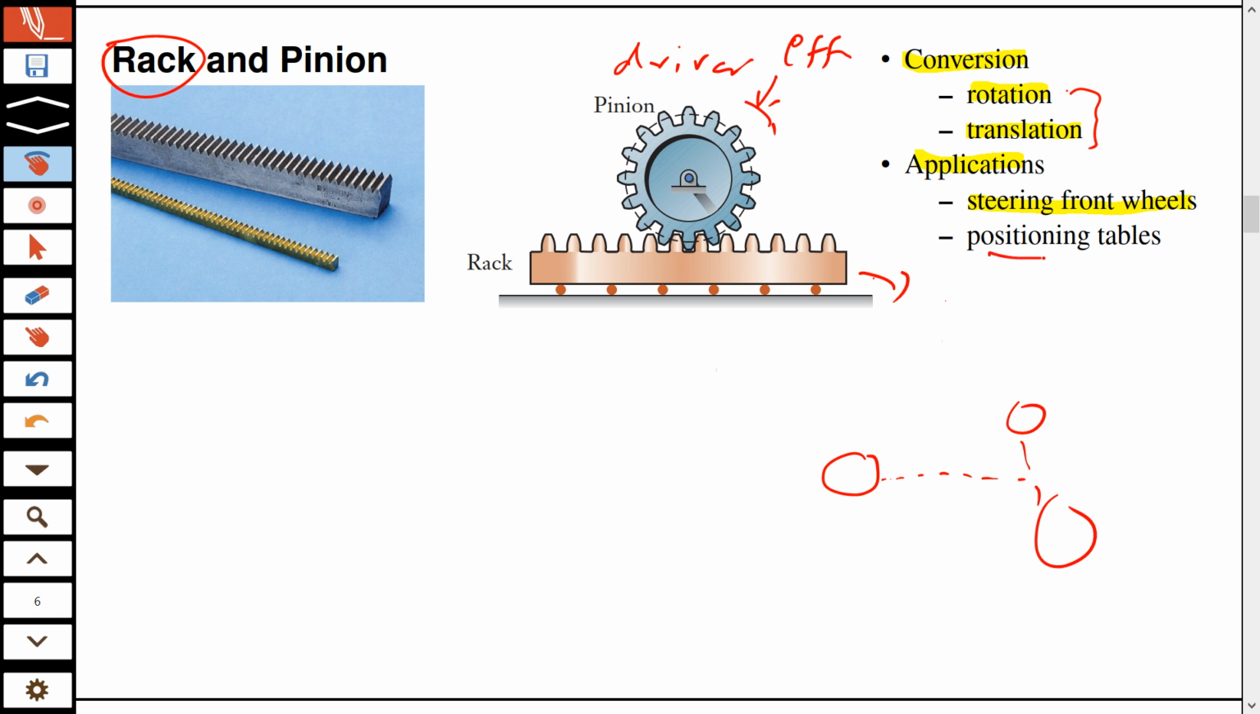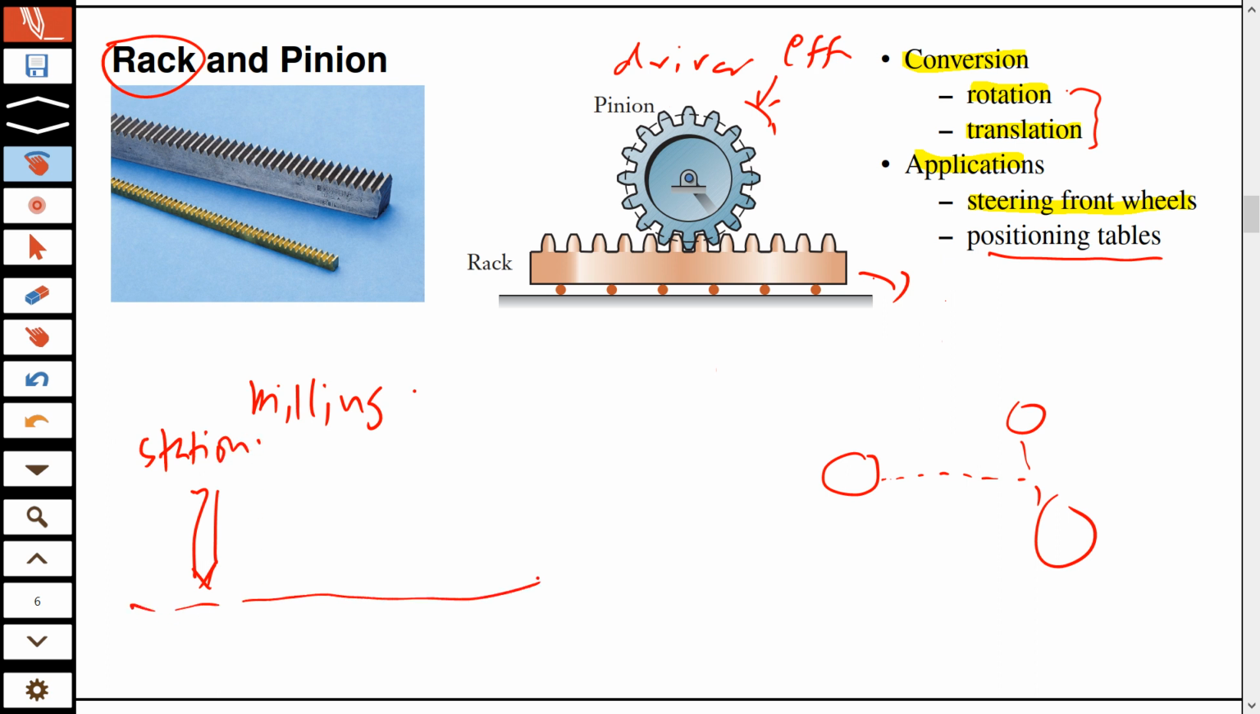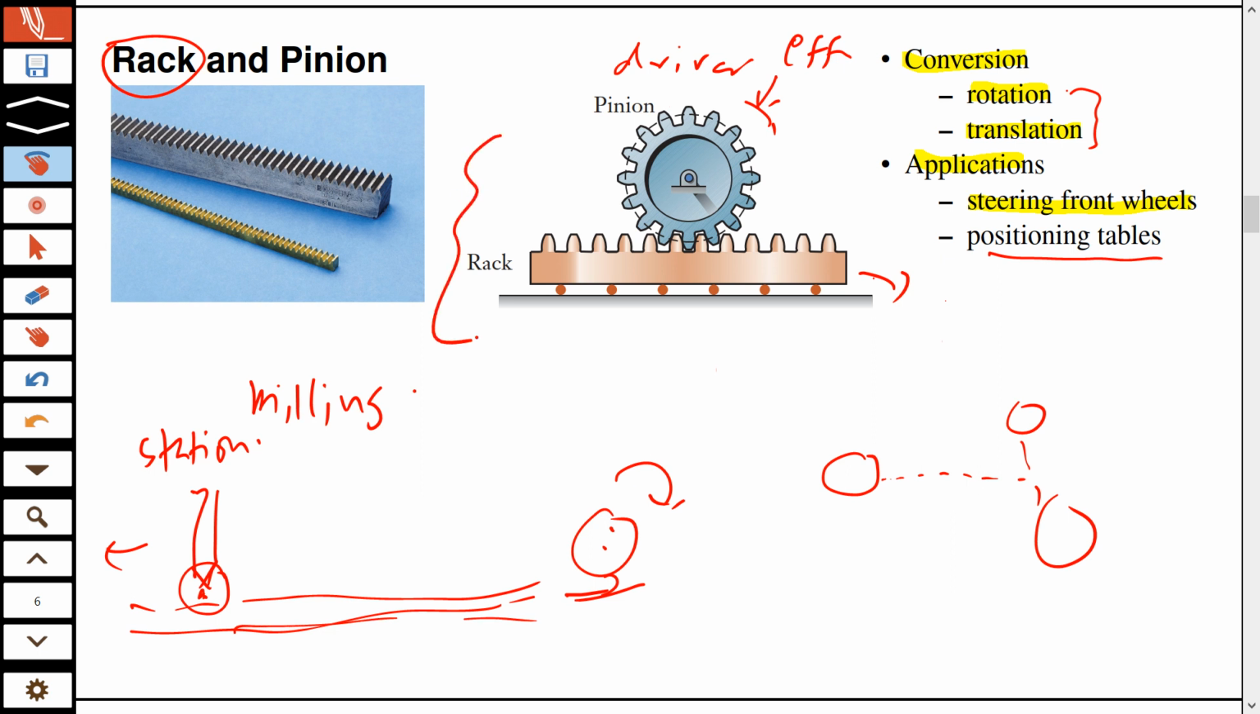And another application is positioning tables. You know, in the milling industry, you typically have a cutter, and the cutter is stationary; it's not moving. So let's say there is a table, you need to move that table so that it actually encounters the cutter, and for that you will definitely need a pinion and rack mechanism. Because typically you have motors, and the motors rotate, but you need to translate something, and this is a practical way of doing that.